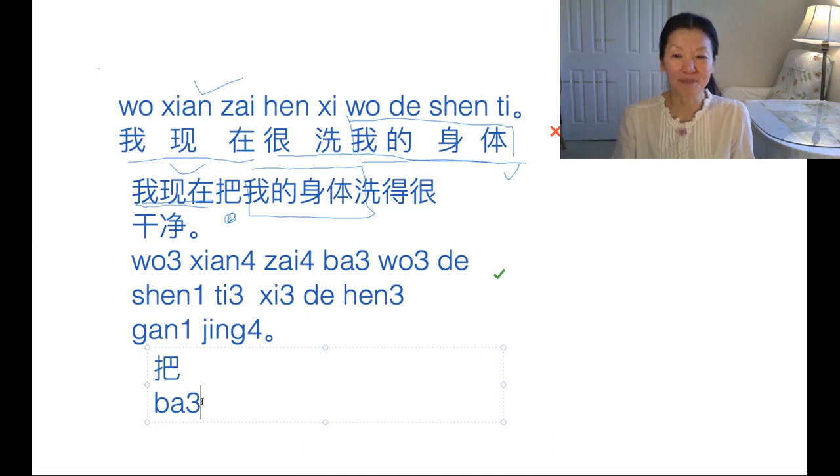By itself, the meaning of 把 is hold. After that, 把 means hold, take; they work. Then another meaning of 把 is a measure word, something bunched together.